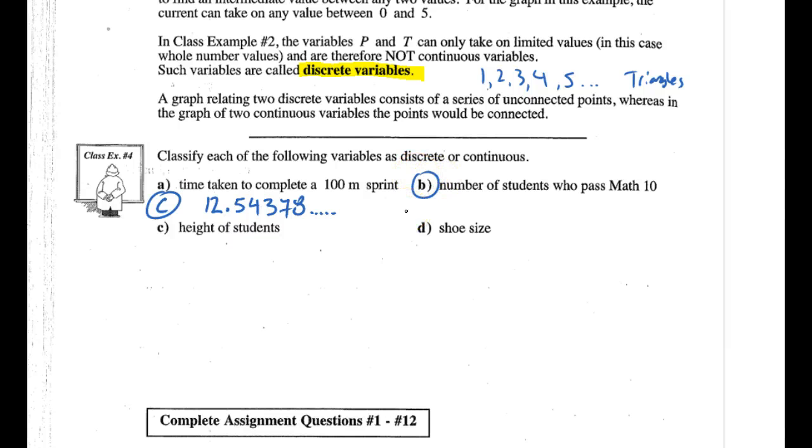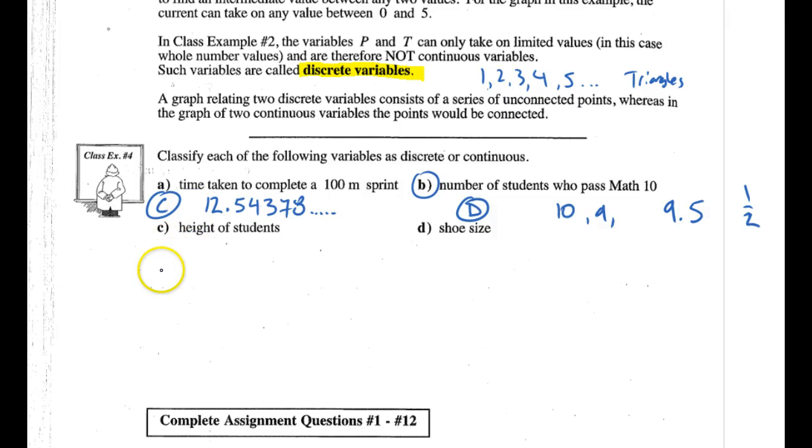The number of students who passed Math 10, well, that's going to be a discrete variable because, again, if all of you pass Math this year, that's going to be 10 students. If one of you fails, that's going to be 9 students. I certainly can't have 9.5 of you passing and half of you failing, right? That just doesn't work. So that is a discrete variable because it can only take on integer values, meaning there are no decimals or fractions.